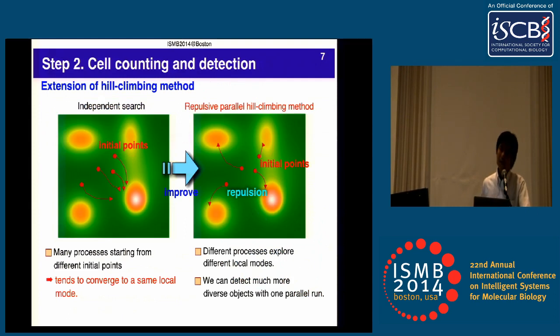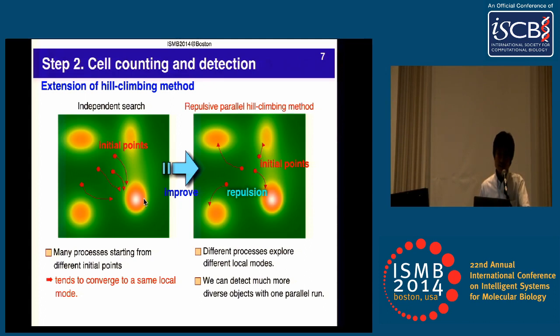But here, we face a difficulty. In the case of independent search, many processes starting from different initial points will converge to the same local mode, possibly one which corresponds to a large and bright cell. So the identification of all existing local modes is very difficult, especially for dark and small cells.